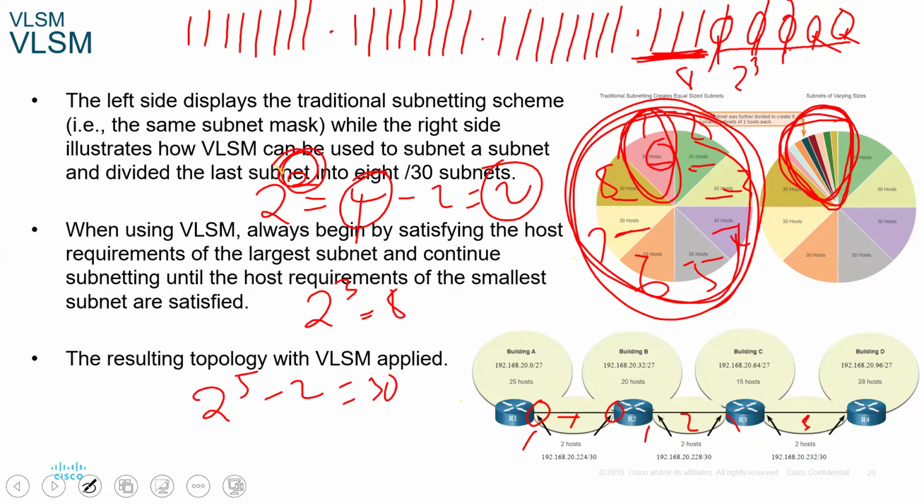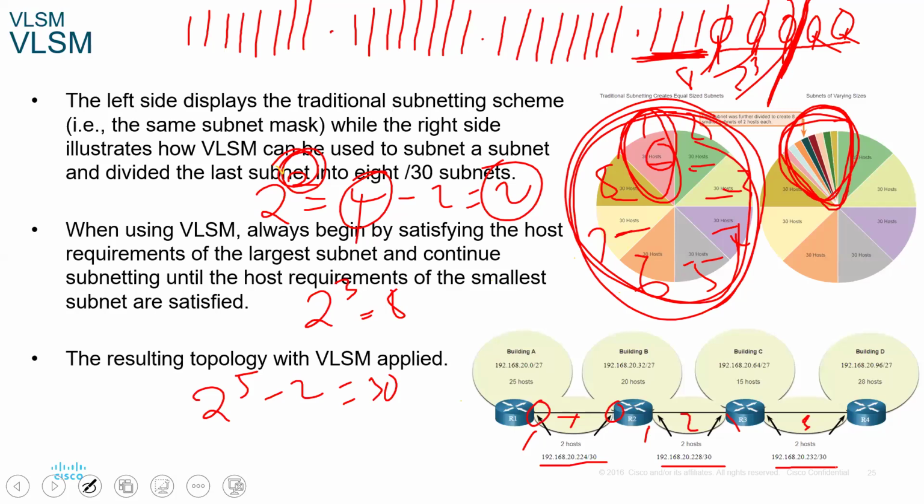Then you have 8, this 27, 28, 29, 30. So our IP address is now going to be /30, no longer /27. That's why if you see this IP address here is a /30, you see this one here is a /30, you see this one here is a /30.